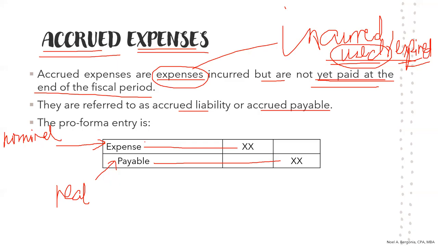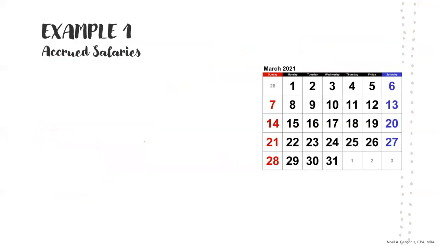Okay, so let's start with the first example, no, which is about accrued salaries. Okay, so accrued salaries happened when we have already used the services of our employees, pero at the end of the reporting period, hindi pa siya bayad. The question is, sir, bakit hindi pa siya bayad? Hindi ba dapat bayad na siya kasi kinsenas katapusan ng bayad?